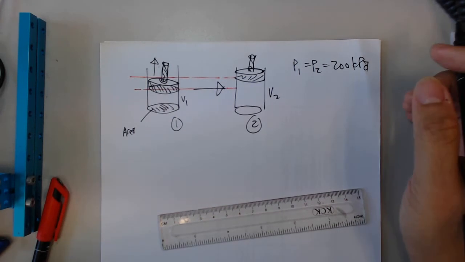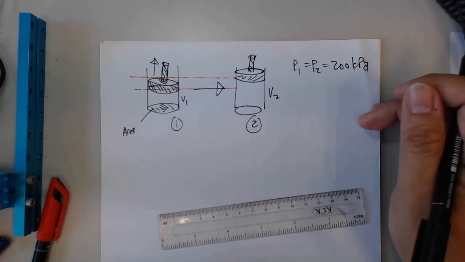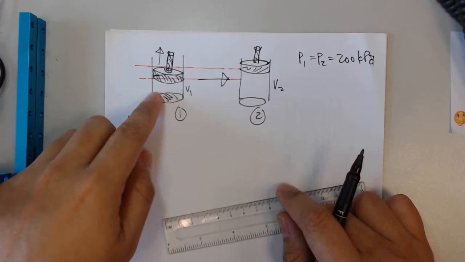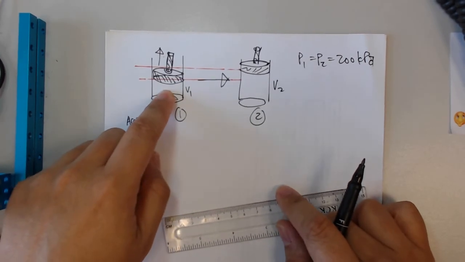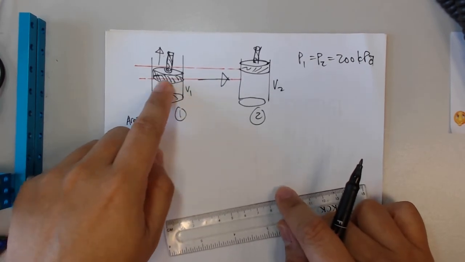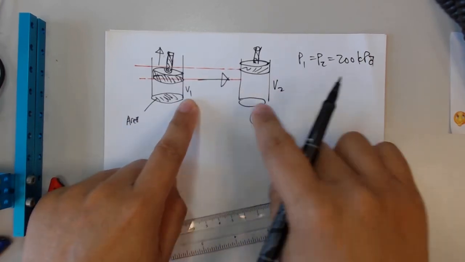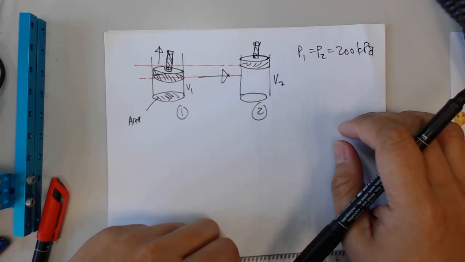Hi everyone, let's now look at the work done under a constant pressure process. So we're going to just look at a simple example of a cylinder with a piston and a piston rod over here. The gas is inside the cylinder and it is doing work, pushing the piston up from initial volume 1 to a final volume 2 under a constant pressure process.